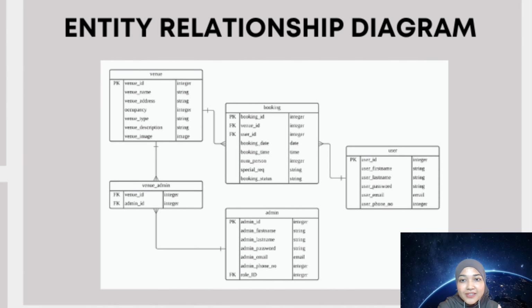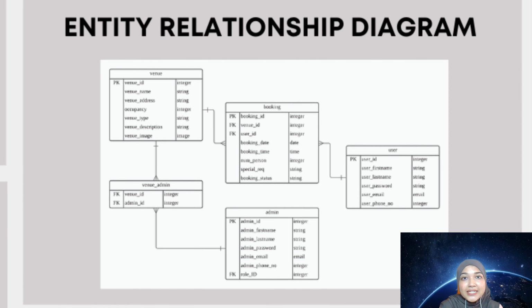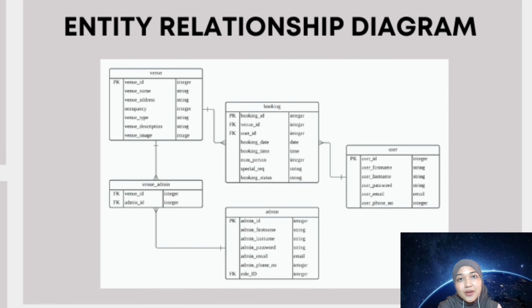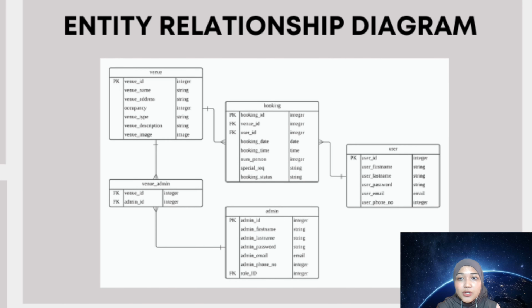So there are 5 tables in our application. The first one is venue, second is booking, third user, fourth admin, and last but not least, venue admin. The user table is connected to the booking table.